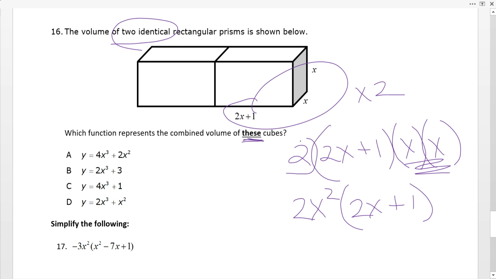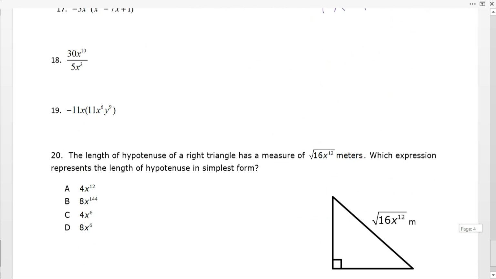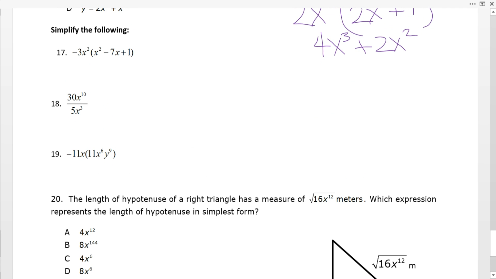Okay, where did the 2 come from? It's because I have 2 cubes. So make sure if we got 2 cubes that you do twice the volume. So let's multiply, and I end up with 4x cubed plus 2x squared. We're almost done. No, we're not. Yeah, we are. Okay, these are easy, I hope.